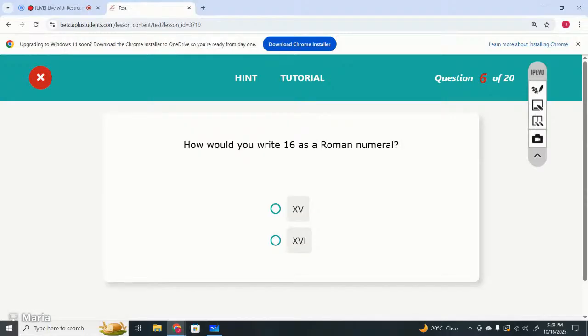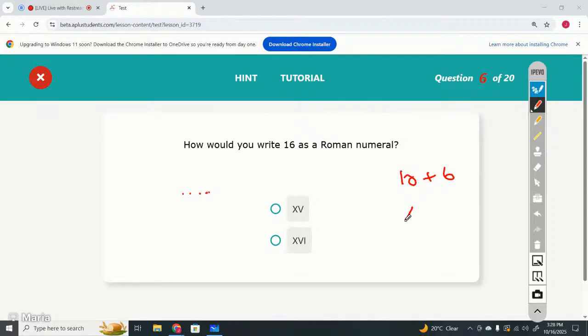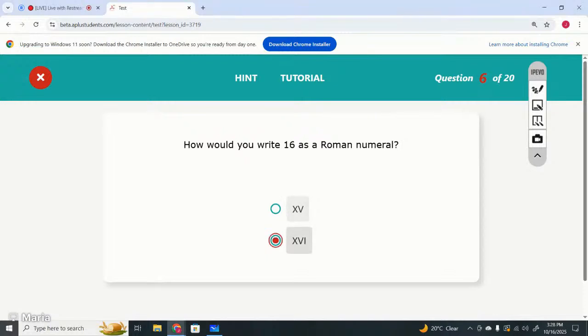How would you write 16 as a Roman numeral? 16. 10 plus 6 makes 16. X is for 10 and VI is for 6. That is 16. Option number 2 is the correct option, 16.